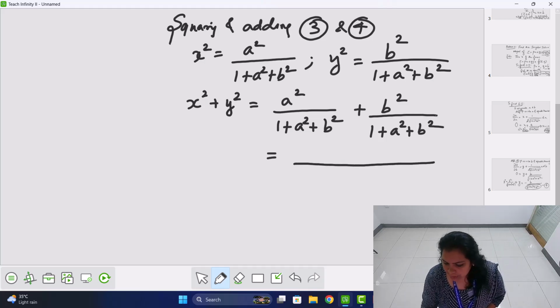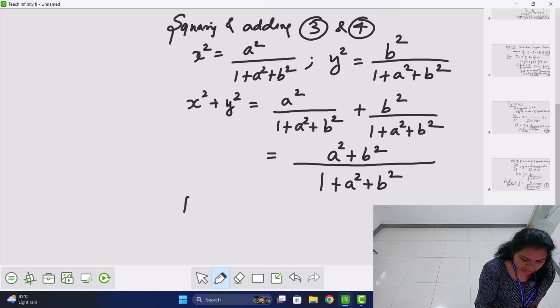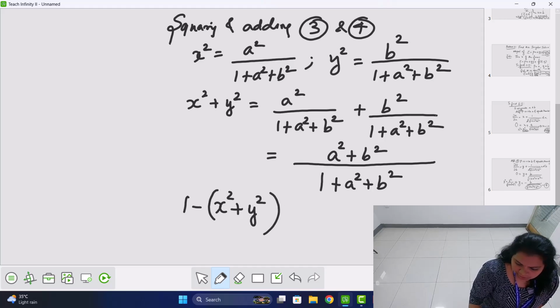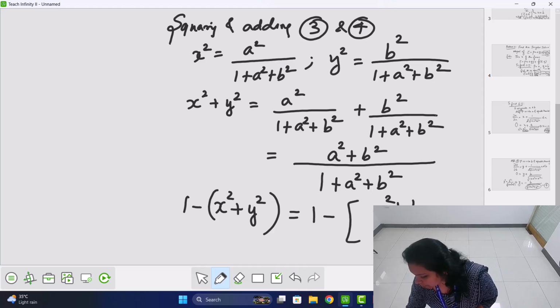So we are having the common LCM 1 plus a square plus b square. So a square plus b square. So now you have to subtract the term because the term will be involving a square and b square. So we need only a square plus b square. So a square plus b square, the whole divided by 1 plus a square plus b square.